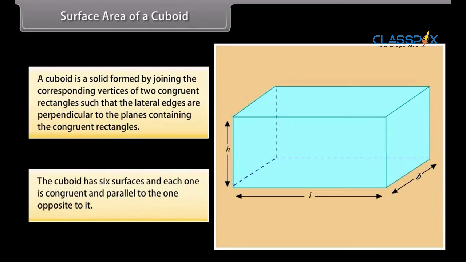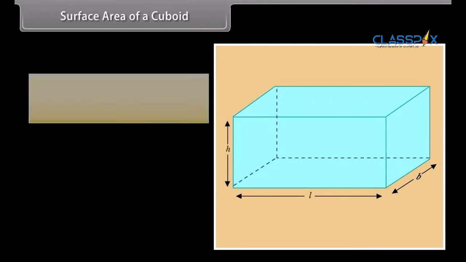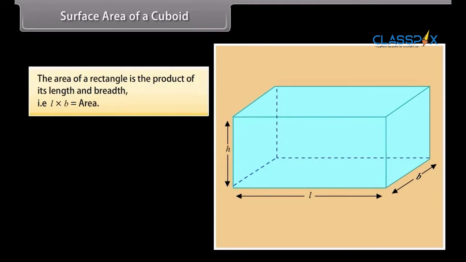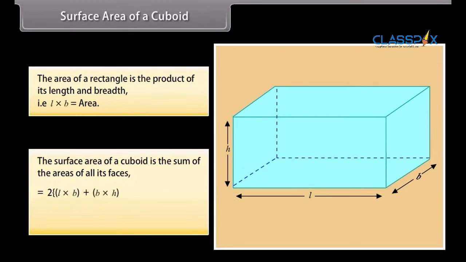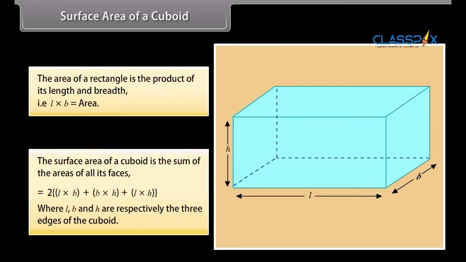We can see that the cuboid has 6 surfaces and each one is congruent and parallel to the one opposite to it. We already know that the area of a rectangle is the product of its length and breadth, that is, L into B is equal to area. Therefore, the surface area of a cuboid is the sum of the areas of all its faces, which is equal to 2 into (length into breadth plus breadth into height plus length into height), where L, B and H are respectively the 3 edges of the cuboid.